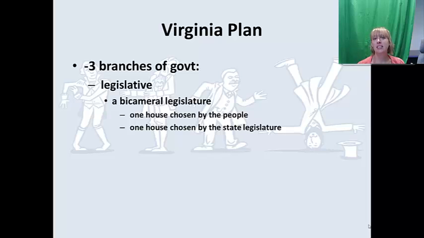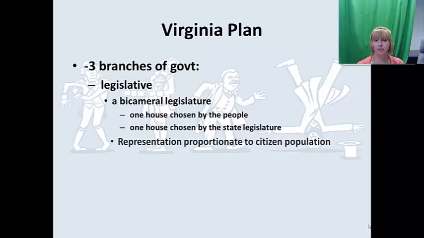And we can see this as incorporating a little bit of Madison's ideas that maybe we need some Republican virtue governing our national legislature. What's markedly different from the New Jersey plan is that both of these houses would have representation for each state based in proportion to the citizen population. So the fewer people in your state, the fewer representatives you have in the legislative bodies of the National Congress.